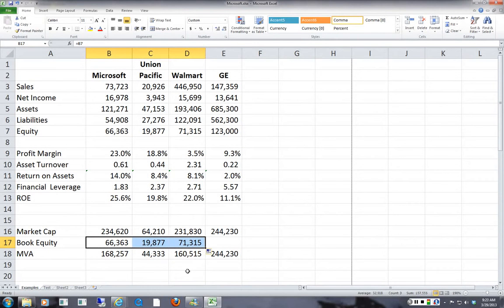Let's take a look at Walmart. Woo! Walmart makes only 3.5% of each sale. They've got an MVA of $160,515,000,000. Pretty significant. Look at GE. Even though they're struggling, they've still got $121,230,000,000 of MVA. Well, this is the beginning of the analysis that we're going to be doing. I thought I'd just show it to you because we're going to talk about MVA, and we're going to talk about market caps, and we're going to talk about all these ratios as well as a lot of others.